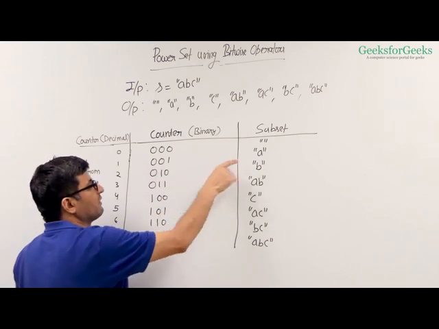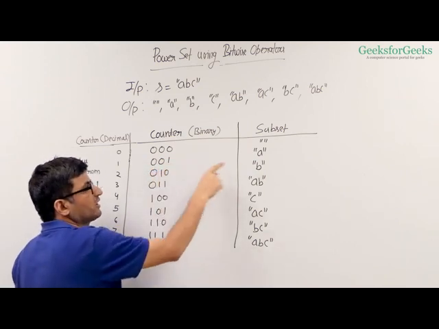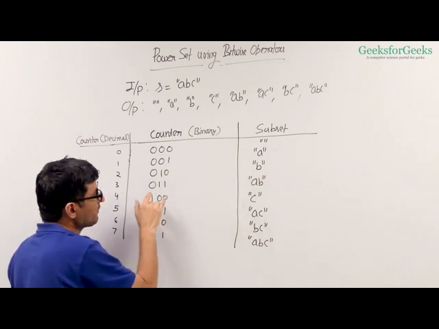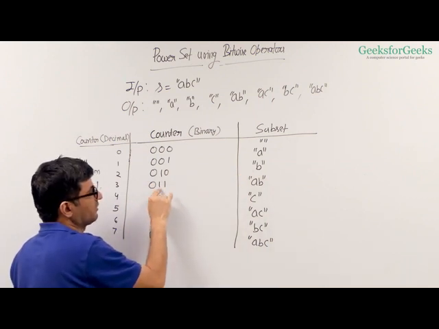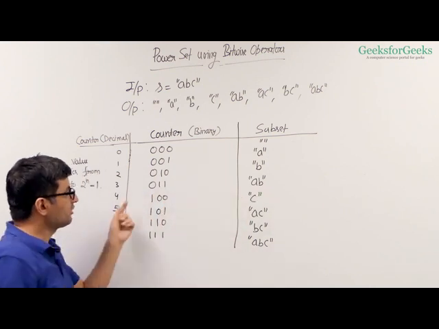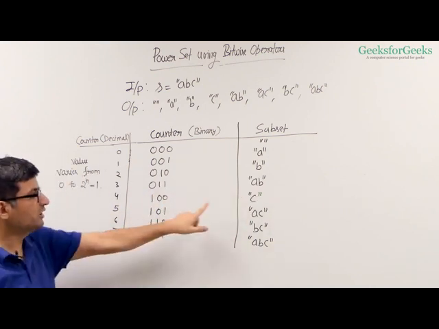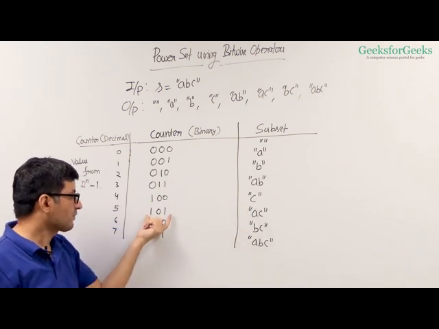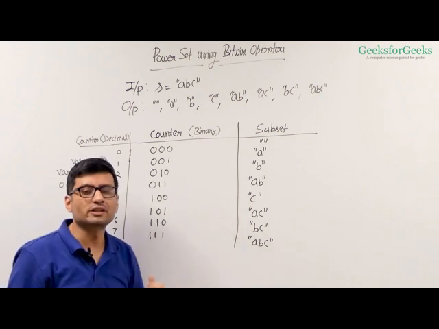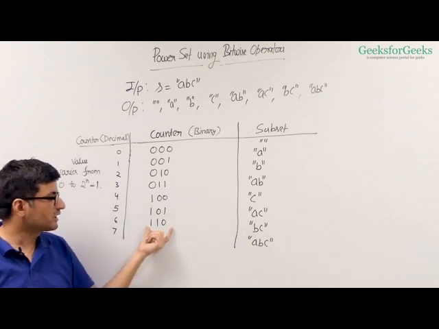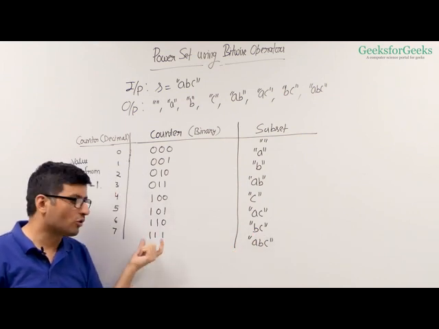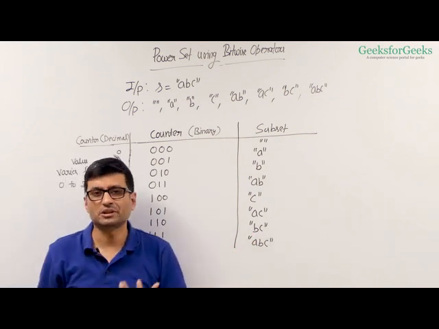So for 0, you have empty. For this, only this bit is set, so you have A. For this, only this bit is set, so you have B. For this, you have 2 bits set, bits corresponding to A and B, so you print AB. For this, you have only 1 bit set corresponding to C, so you print C. For this, you have 2 bits set corresponding to C and A, so you print AC. For this, you have 2 bits set corresponding to B and C, so you print BC. For this, you have all bits set, so you print ABC.